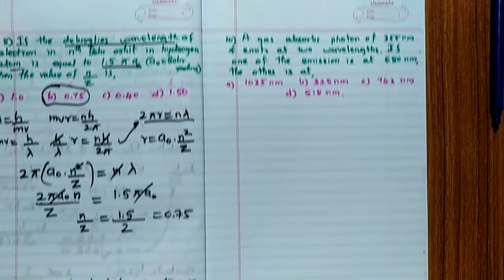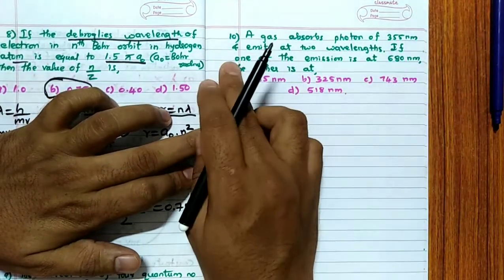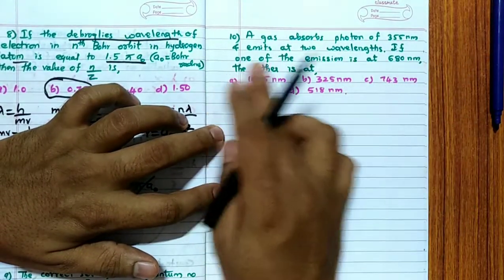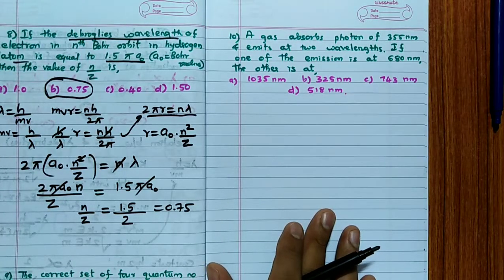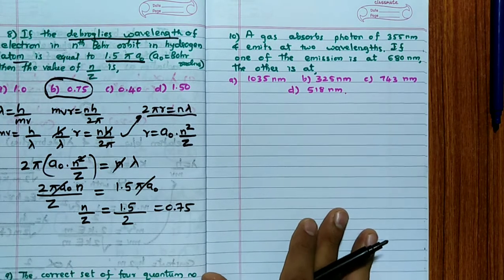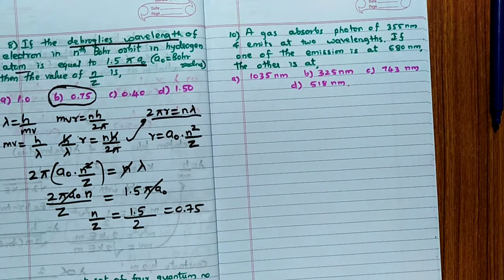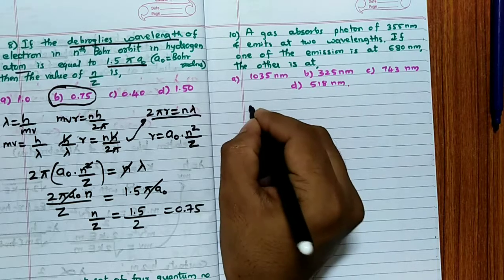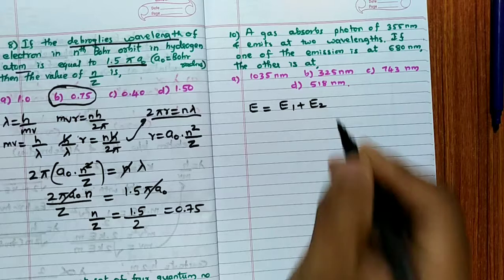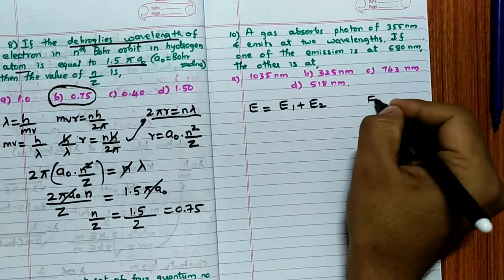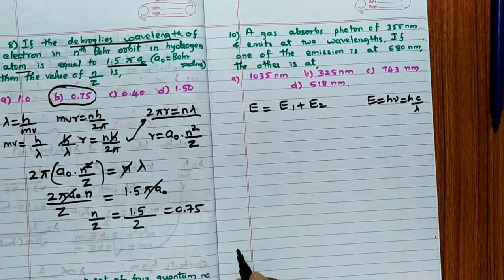Now, a gas absorbs a photon of 355 nanometer and emits at two different wavelengths. If one of the emissions is at 680 nanometer, the other is at which wavelength they are asking. So it was also an asked question, remember, very important. Direct formula here we will write. Always remember one important thing. The total energy is equal to E1 plus E2. Always remember that. When I consider E is equal to h nu or is equal to hc by lambda.